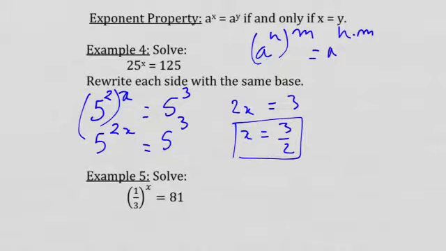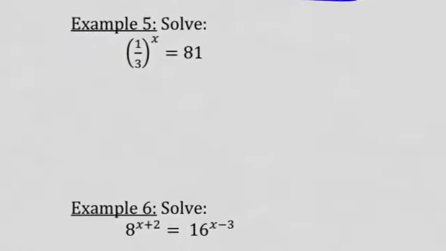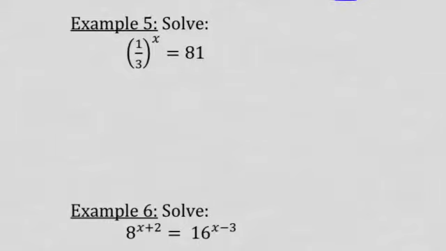Pretty easy, right? So now let's take a look at example number 5. It's based on the same idea, exactly the same idea. What do we have? Well, we have 1 over 3 to the x, which is a fraction. And usually we do not like to work with fractions, especially when the other side is not a fraction.